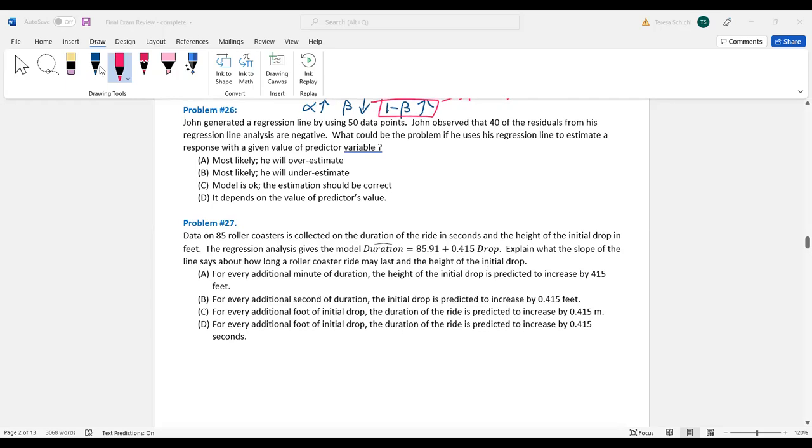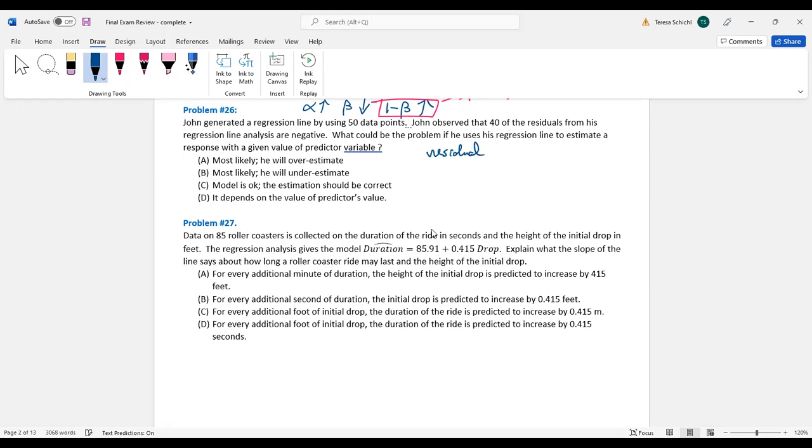Okay, so for number 26, it said that John generated a regression line by using 50 data points. John observed that 40 of the residuals from his regression line analysis are negative. What could be the problem if he used this regression line to estimate a response with the given value of the predictor variables here?